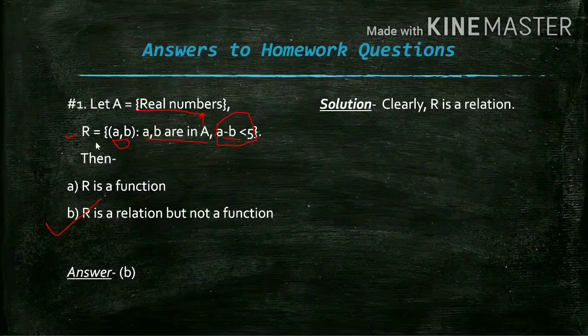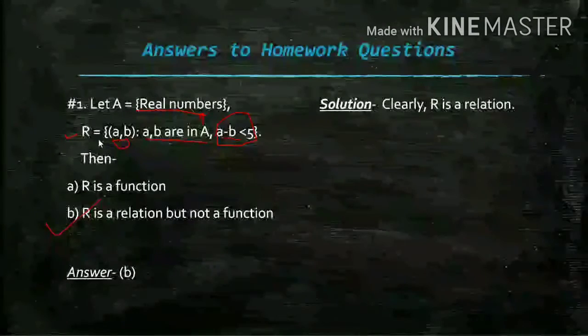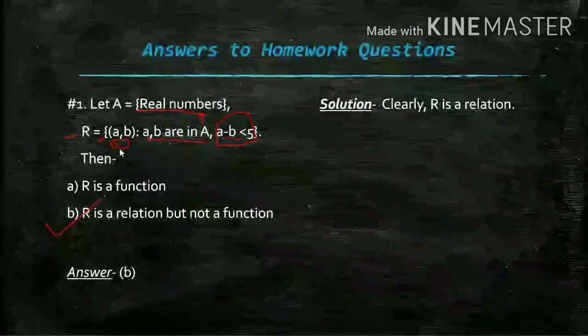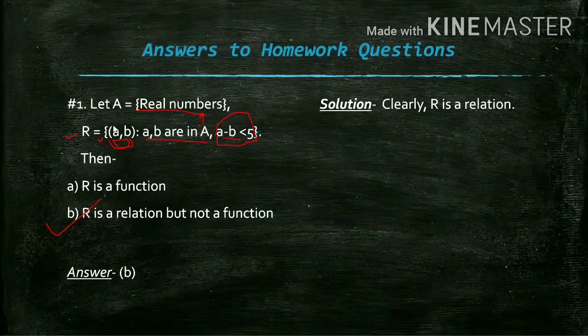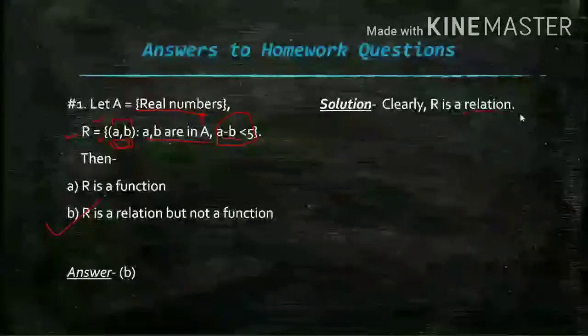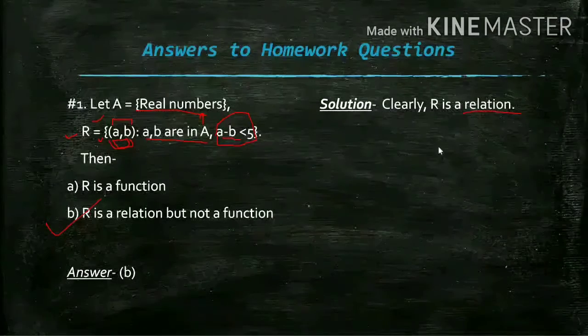Now, clearly it is a relation. I told you just two things you need to verify: a set containing ordered pairs. And these two it is having, the ordered pairs and the set. So clearly it is a relation, no doubt.